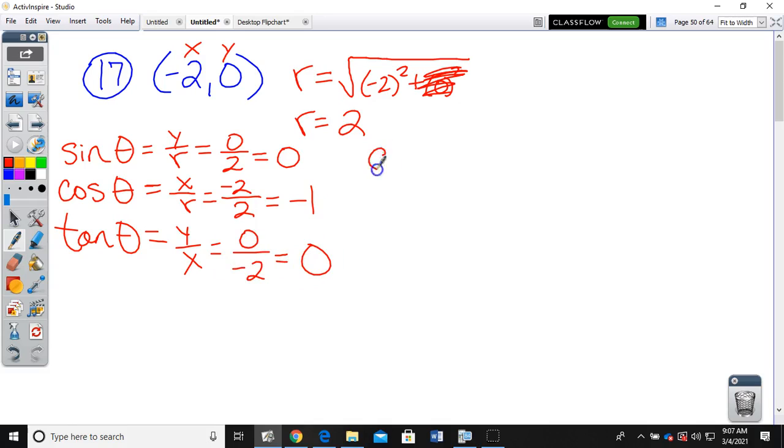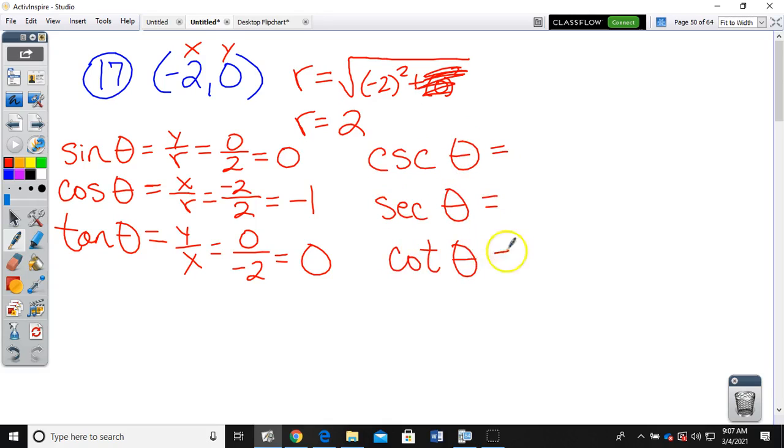All right? And then we flip them. So cosecant of theta, secant of theta, and cotangent of theta. If you flip 0, you get what? Undefined. Because if you're flipping 0, the 0 ends up being where? In the denominator, and you can't divide by 0. What happens if you flip negative 1? You get negative 1. And what happens if you flip 0 one more time? Undefined. What does it mean when there's so many undefined like that? That just means they're not defined there. It's not a real thing.